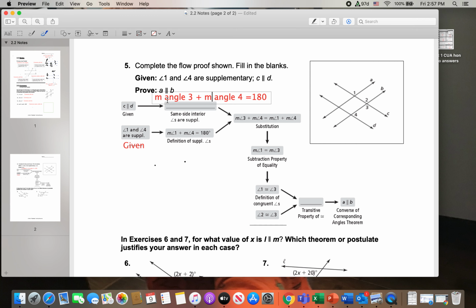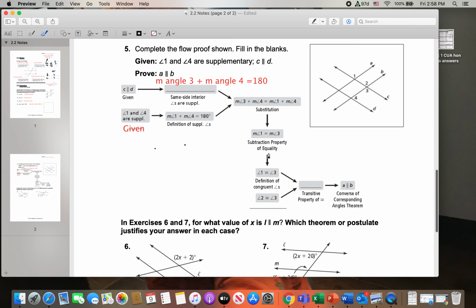So this one says 3 and 4 equal 180, and this says 1 and 4 equals 180. So this next one says 3 and 4 equal 1 and 4 because both equal 180, right? They replaced this 180 with what 180 equaled, 1 and 4. That's called substitution. Okay, what's changed from this line to the next line? It's shorter. They got rid of measure of angle 4 on both sides. That's how subtraction works, isn't it?